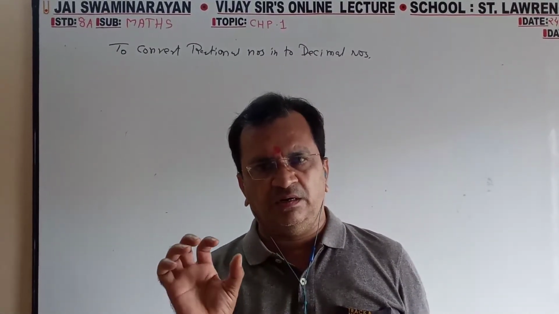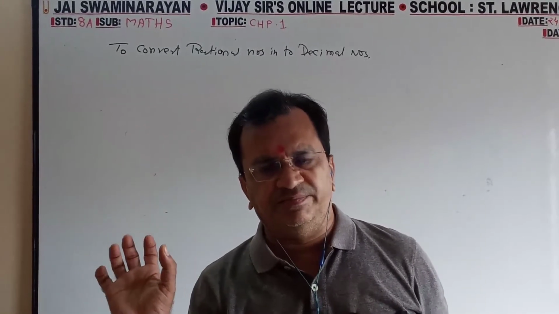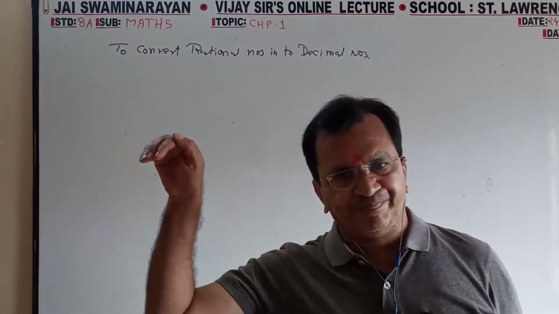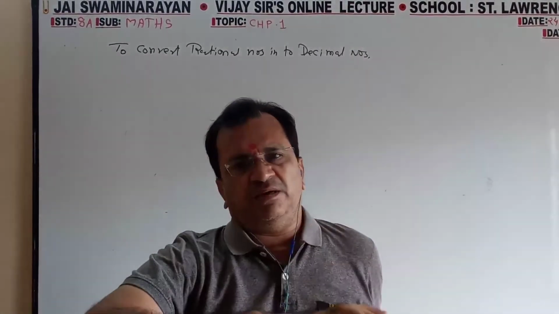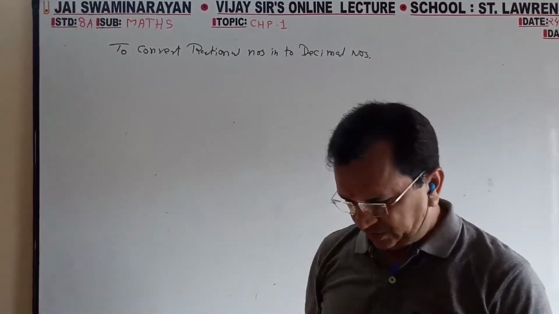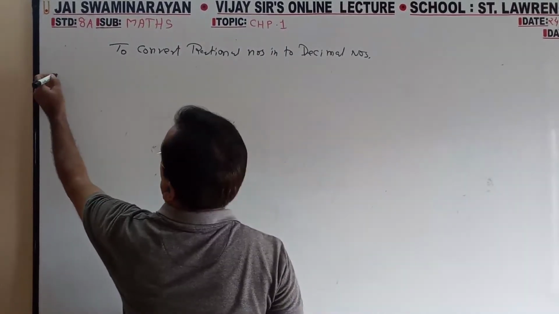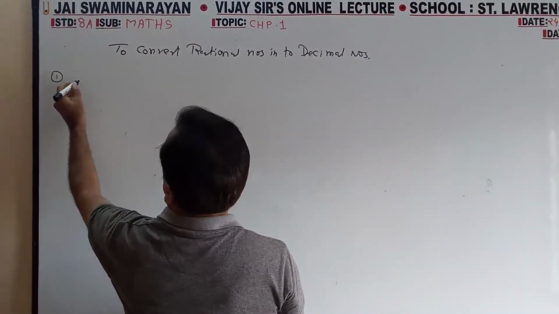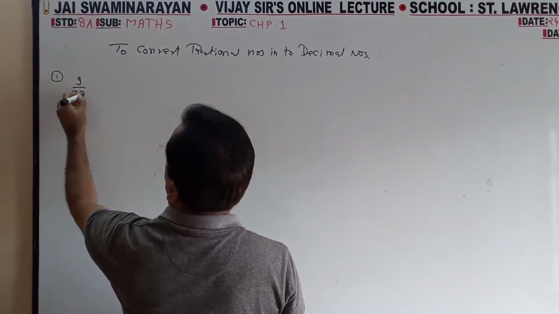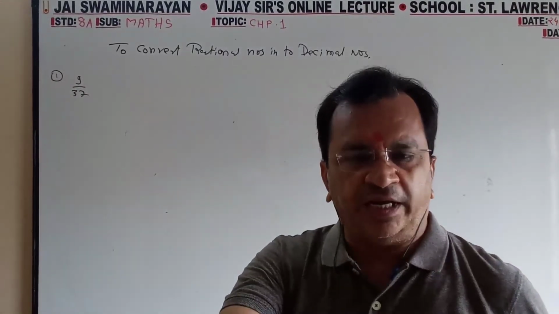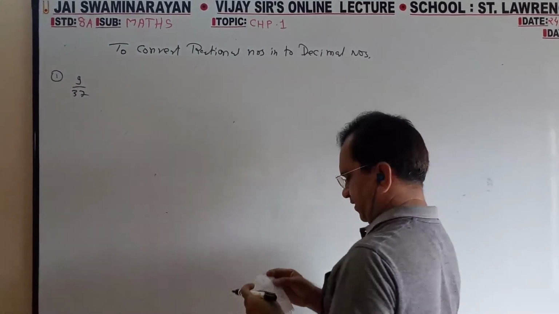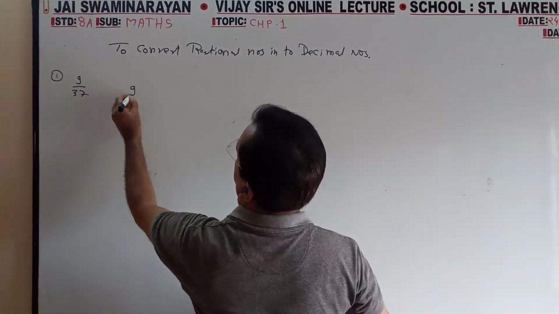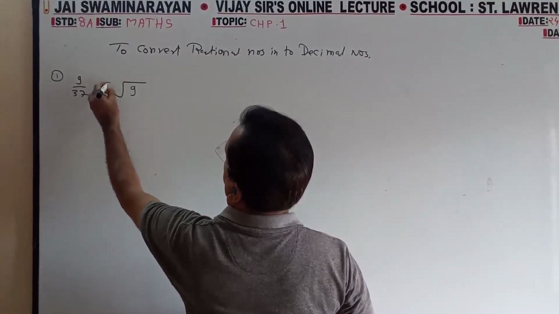Today we will see two parts. One, numbers on a number line, and converting a rational number into decimal form. So first, 9 by 37. So 9 divided by 37.